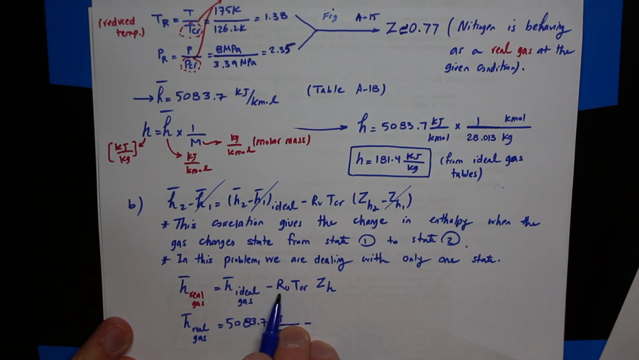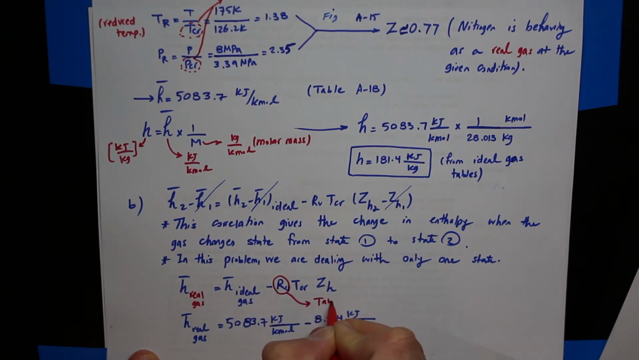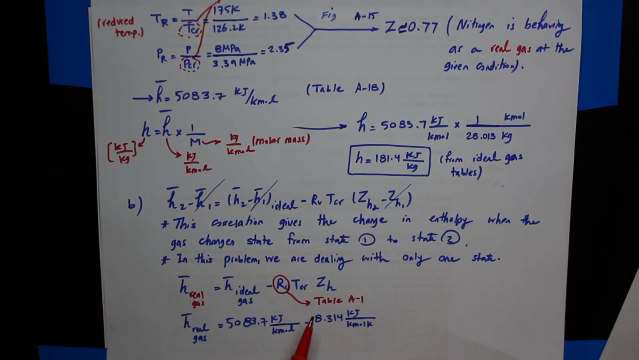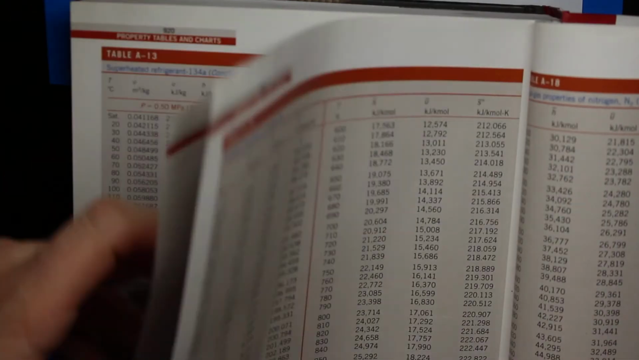minus RU, the universal gas constant, which is equal to 8.314 kilojoule per kilomole Kelvin. You do not need to memorize this value. Obviously, you will need that for the problems, but you can obtain it in table A1. At the very bottom of the table, it lists these numbers. Let me show you, because you will need that in the problems. Also, you need the unit.